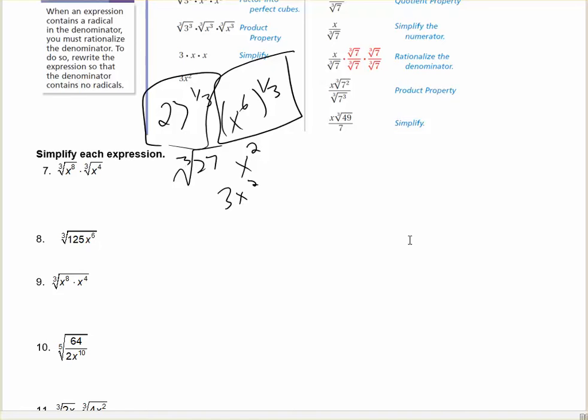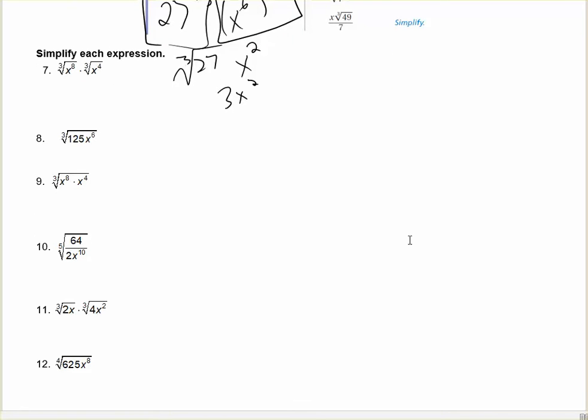So again, there's more than one way to solve many math problems, and these especially are kind of like puzzles that you have to just keep working at until you get them as simple as you can, simplified as you can.